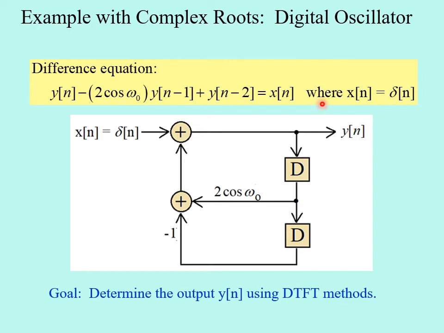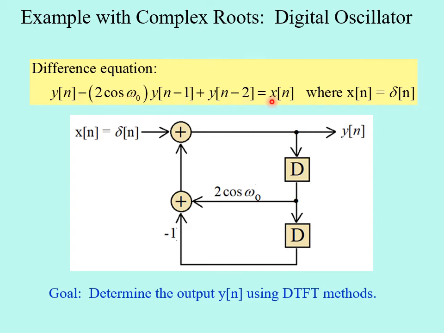The other thing I'll mention here is the input of this oscillator is just a delta function. So a delta function sort of gets this thing started, and the impulse response of this system will be an oscillating output. In other words, it's not a stable output because it doesn't decay to zero. It just keeps oscillating up and down, just like a cosine function or sine function.